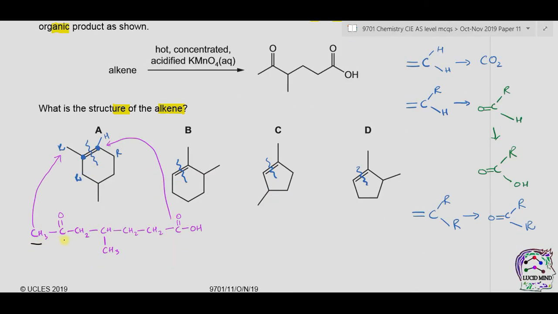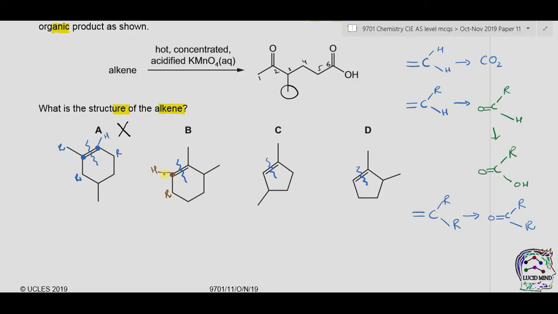Now in the product we have 7 carbon atoms in the long chain and the methyl group is attached to the 4th carbon. While in the compound shown we have 6 carbon atoms in the long chain and the methyl group is attached to the 3rd carbon. So A is incorrect.